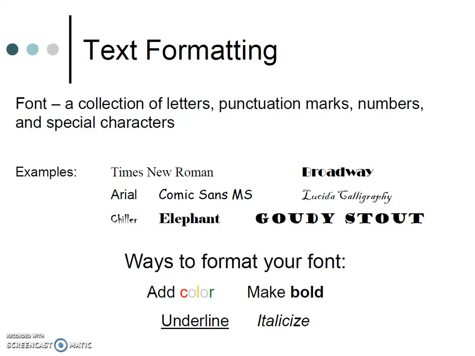More about text formatting now. Font is a collection of letters, punctuation marks, numbers, and special characters. You can see a couple of examples there. Okay, all kinds of different choices for you when you're in a Word document. The ways to format your font, okay, you can add color, you can make it bold, you can underline it, italicize it, okay, things like that, and that is formatting. Okay, formatting is changing the color, the bold, underline, or italicize.